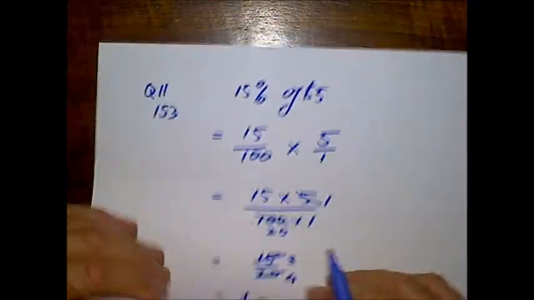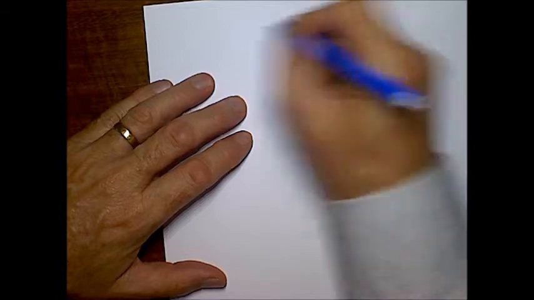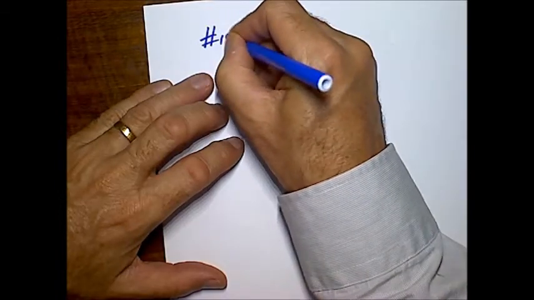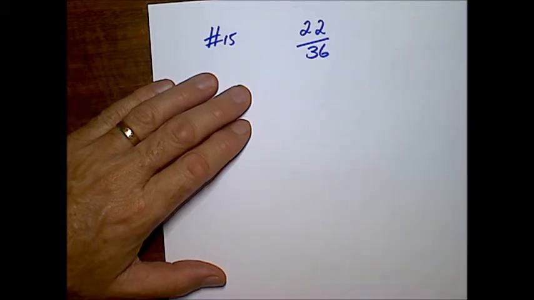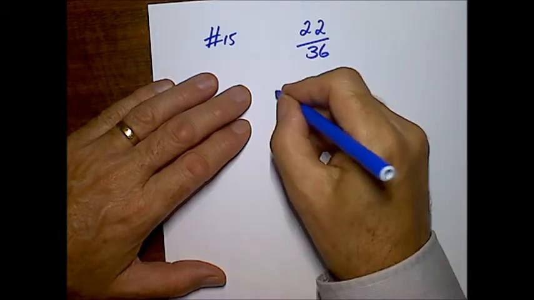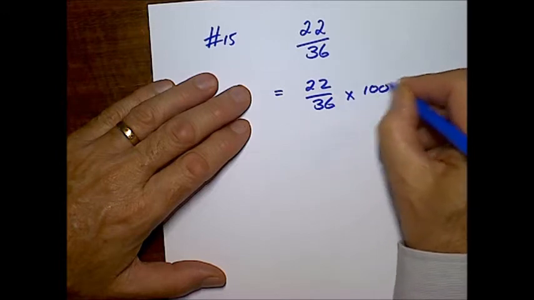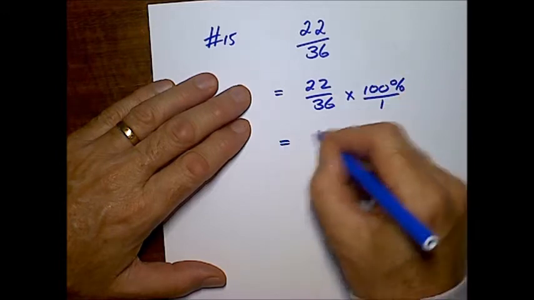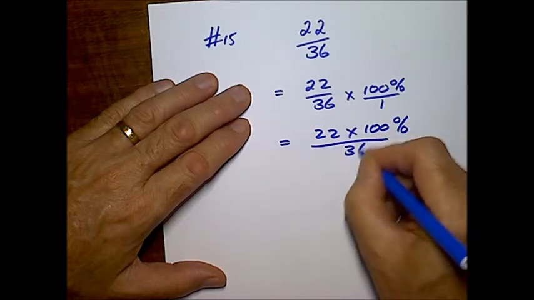Now, girls, the very last problem that I want to look at is a problem from problem solving. So we've got Jasper who's scored 22. So this is number 15. Jasper scored 22 out of the team's 36 points, and we're asked to write that as a percentage. So 22 out of 36 multiplied by 100% over 1. So that becomes 22 times 100% over 36.